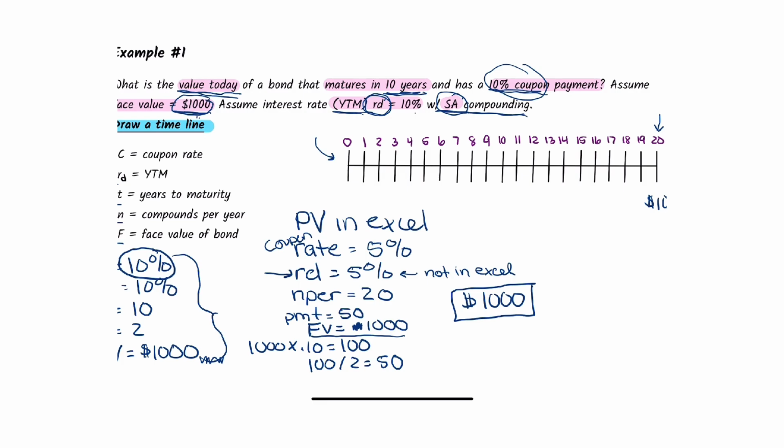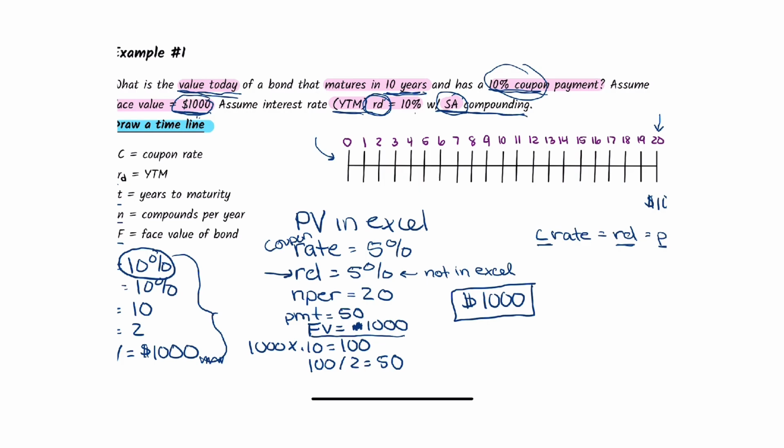And you will know that if the coupon rate and the yield to maturity rate are the same. Okay, so if we have a coupon rate equal to your RD, that means that you're paying par value. Again, if your coupon rate is equal to your yield to maturity, then you will pay par value for the bond. So you are paying $1,000 to the issuer of the bond.